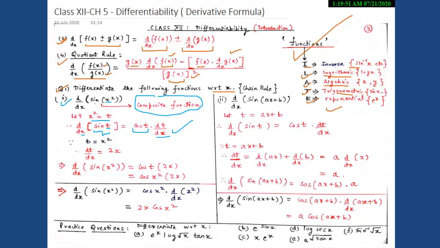And now since we have considered that t is equal to x square, again when we differentiate it with respect to x, we can write this as dt by dx is equal to 2x. So now students, the derivative of sin x square is equal to cos t, and in place of dt by dx we can write 2x. And now we will replace t by x square. So here the derivative of sin x square is cos x square into 2x.